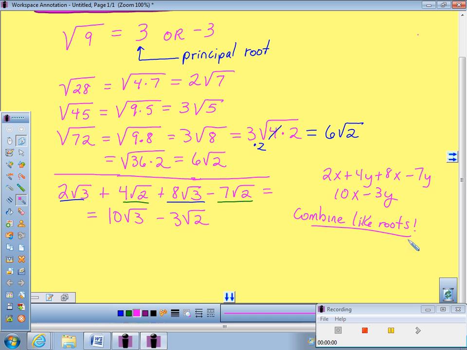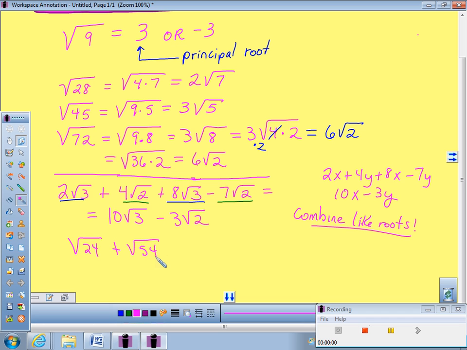Now, what happens, though, in this particular instance? What if I was to give you the square root of 24 plus the square root of 54? Just those 2 roots. They're not like roots. They're 2 totally different numbers. So I can't add them together right now. But the one thing we often have to do is get them broken down into their simplest form before we try to add or subtract them.